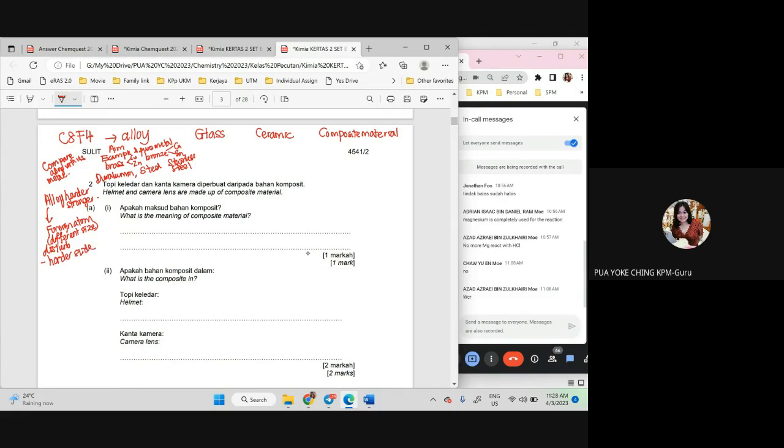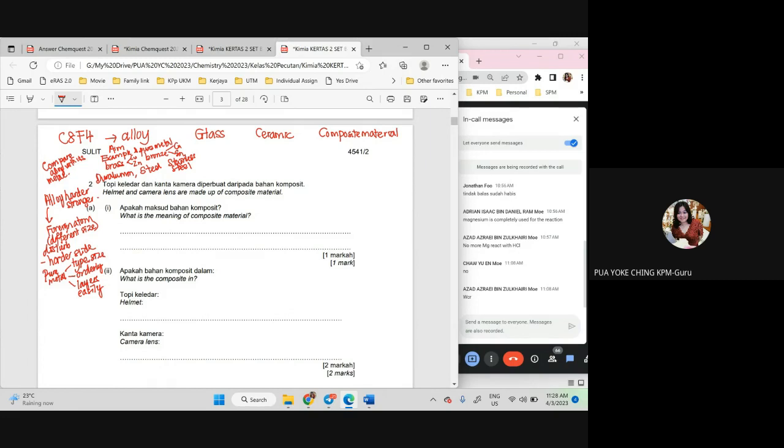At the same time, you need to explain the pure metal. Pure metal is same type, same size, arranged orderly, layers of atoms easily to slide over each other. So you have the comparison at each. Baru boleh dapat markah. That one is compare. So that one is for alloy.